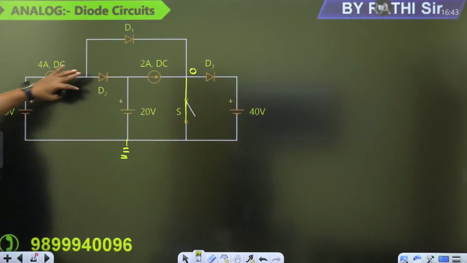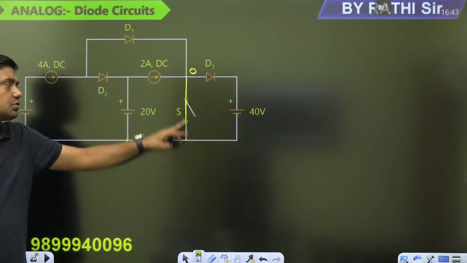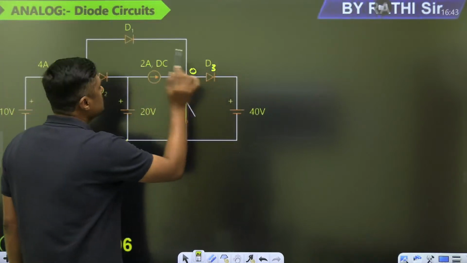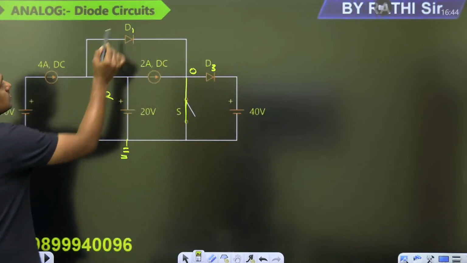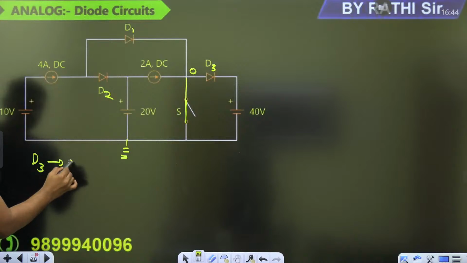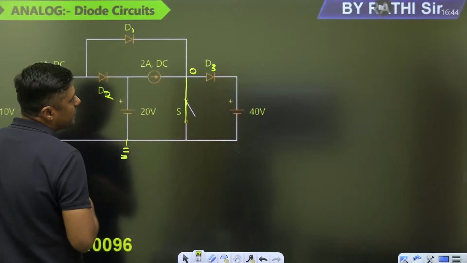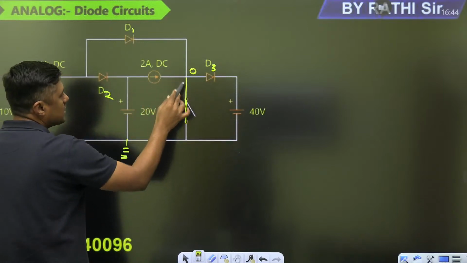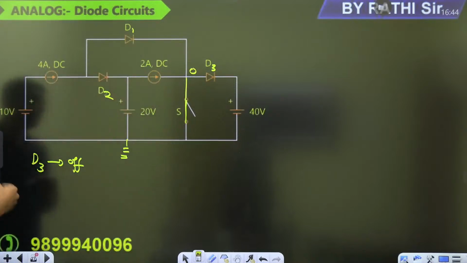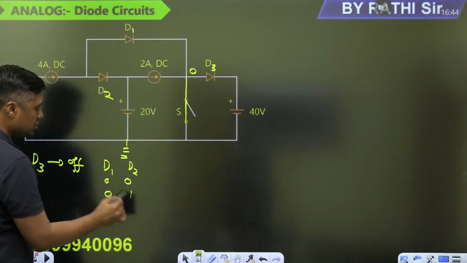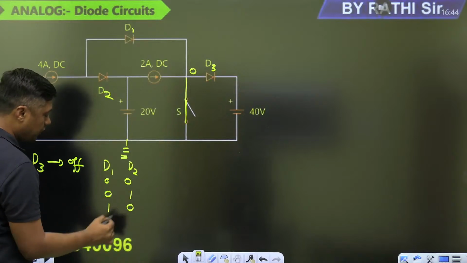Now again there are 3 diodes, so a total of 8 conditions, guys. But because the switch is on, this is 0 volt. What about D3? D3 is off. Now this current will pass through the switch. This is the 2 ampere DC current. Then what about D1 and D2? For D1 and D2 we have 4 conditions: 0 0 means off off, 0 1 means off on, 1 0 means on off, 1 1 means both on.